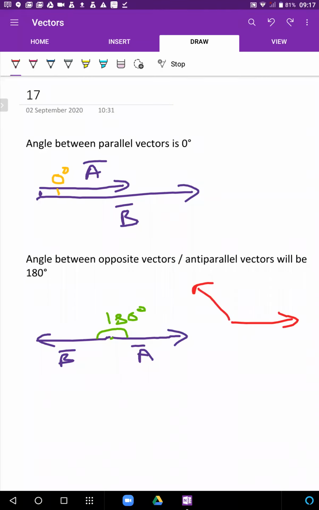Just like you will not call 30 degrees angle as parallel vectors, वैसे you'll not call, है ना, 120 degrees, 150 degrees as anti-parallel vectors. It has to be exactly 180. ठीक है?